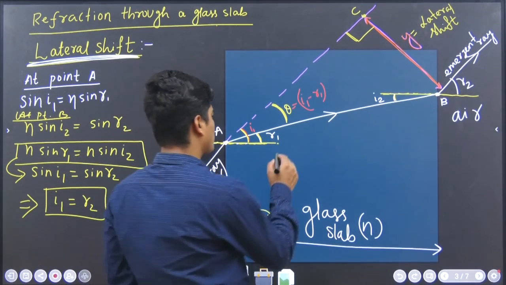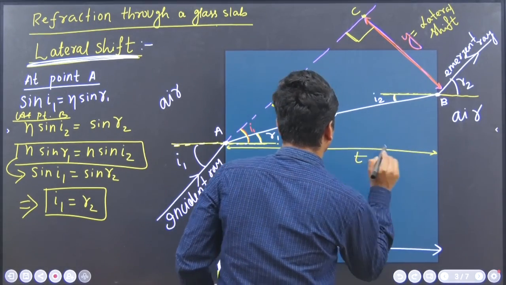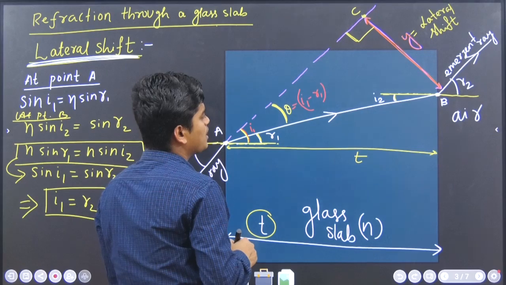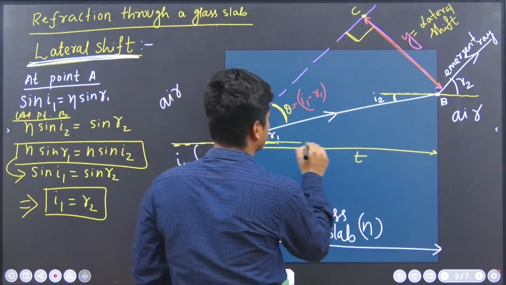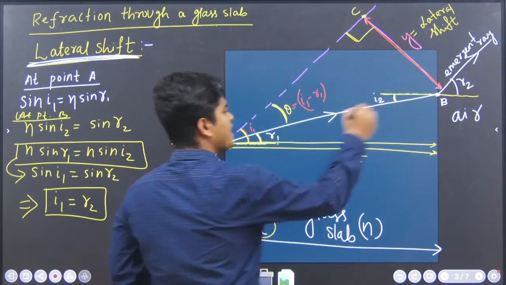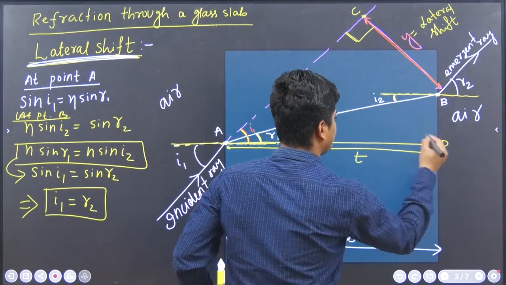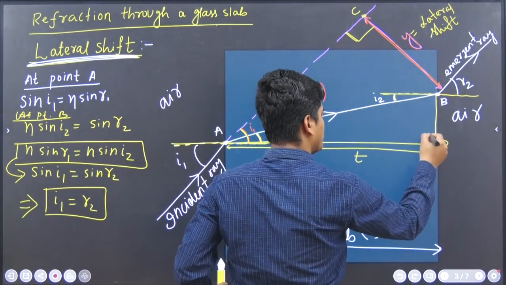Now see what I am telling, this distance is also T. This distance is basically T, and here this angle is nothing but R1. So this angle is R1. If I consider AB and another point here D, so ABD triangle. So here you see, this is your perpendicular.